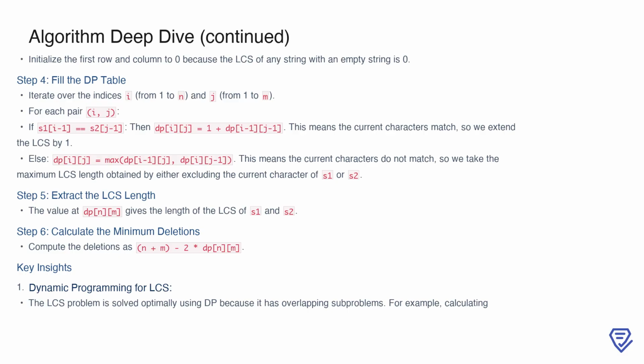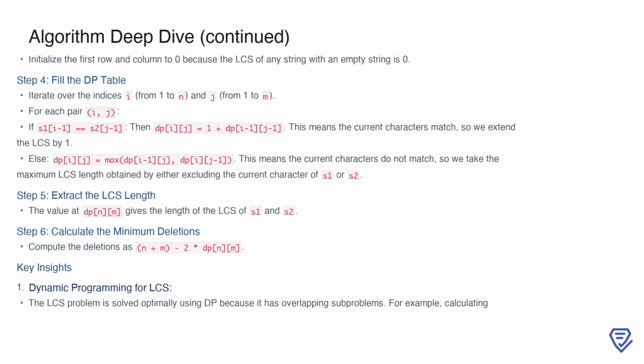For each combination of indices i and j, we check if the characters s1[i-1] and s2[j-1] match. If they do, the value at dp[i][j] is 1 + dp[i-1][j-1], indicating that the current character extends the LCS. If the characters do not match, we take the maximum value between dp[i-1][j] and dp[i][j-1], which represents the best LCS length achievable by excluding the current character from one of the strings.